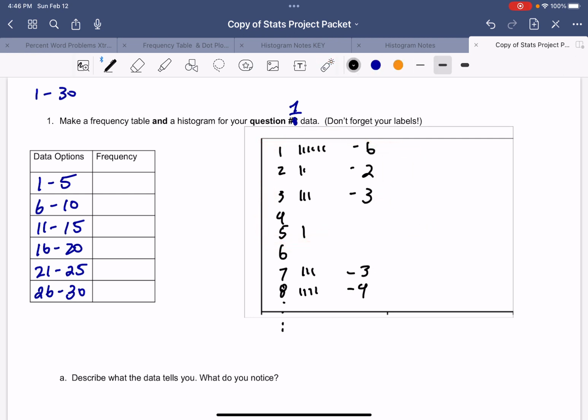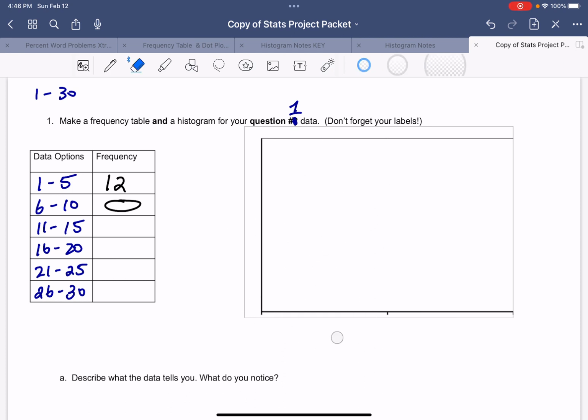So I have 12 in there. You're going to write, I have 12 tallies between 1 and 5. 12 people responded between 1 and 5. Then you're going to go look at your 6 to 10 option, okay? And then you're going to tally all those up and put that number here, okay? That is step 1. Make sure you go through and tally all of those up, all right?